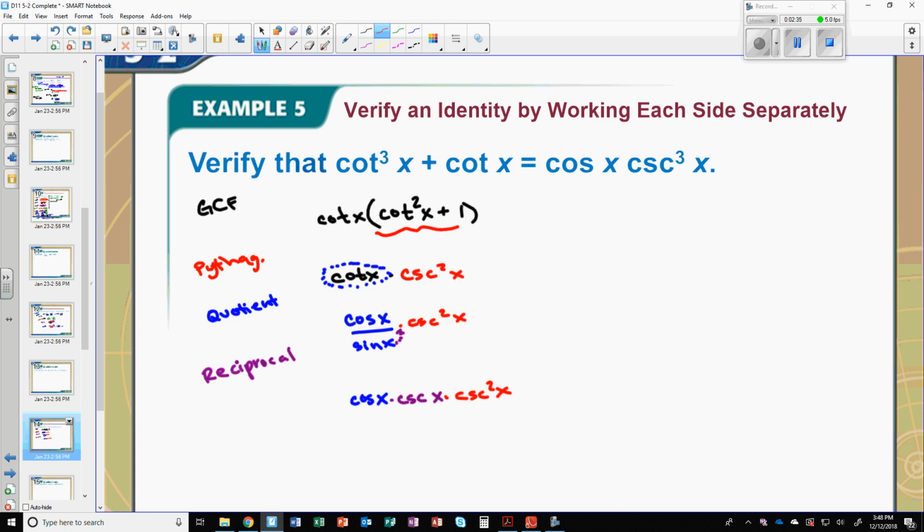And now we can see why we get the answer. When I simplify this, I would have cos x times CSC to the third power. There's 1 times this squared. It becomes that. That's what we want it to be. And so we verified that this is, in fact, true.